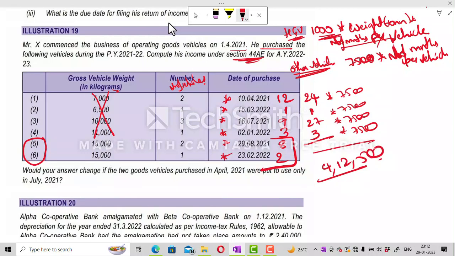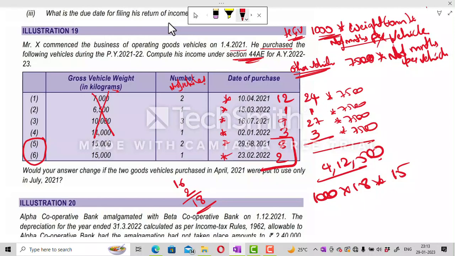See for others, 8 into 12, 16, 2 into 1, 2, means 18 number of months per vehicle. So how do we need to calculate this? 1000 into 18 into weight. 15 tons is there here. See, for both it is 15. For one it is 14 and for one it is 15. We have to calculate separately.